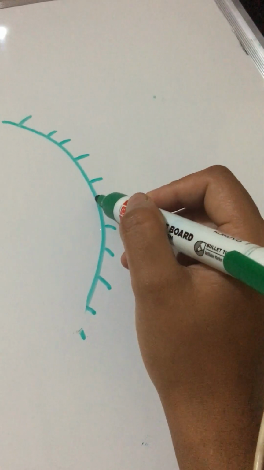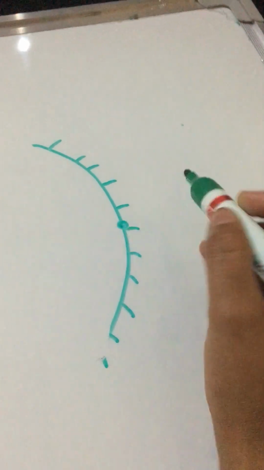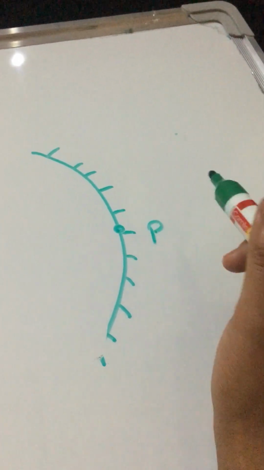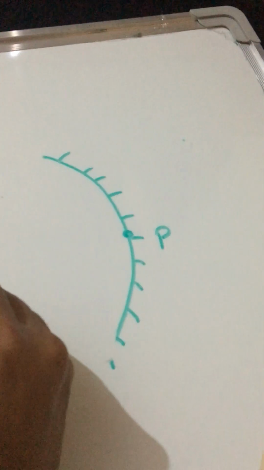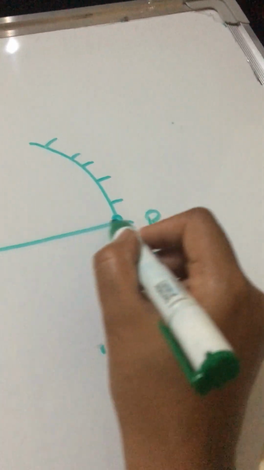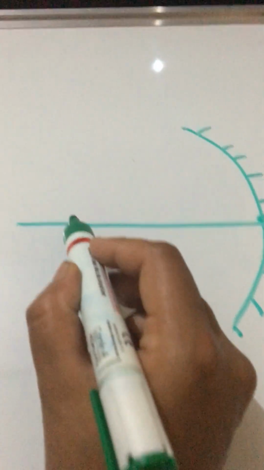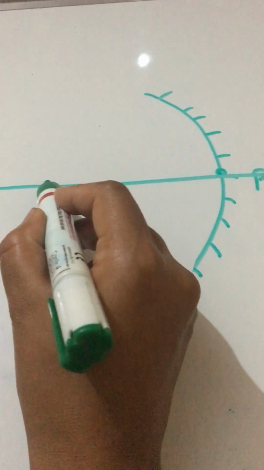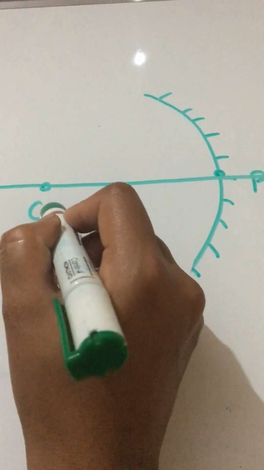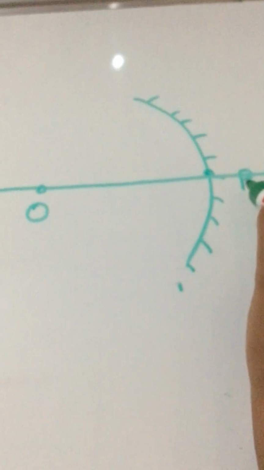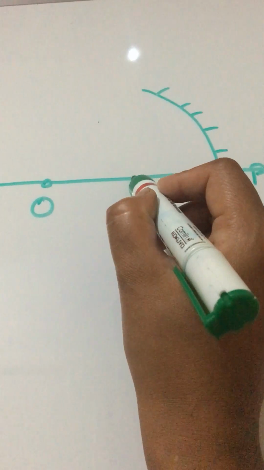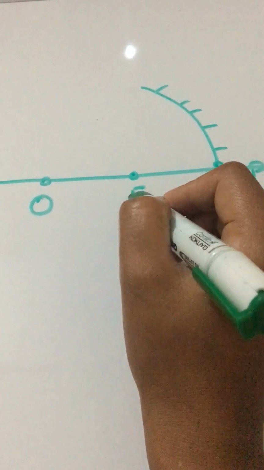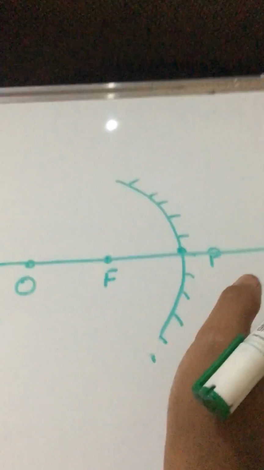Then you have to select the midpoint of the mirror, that is known as the pole. Then you have to extend a line which is called the principal axis. Then you have to select a point which is called the center of curvature. Then the midpoint of the pole and the center of curvature should be the focus. So these are the considerations you have to make.